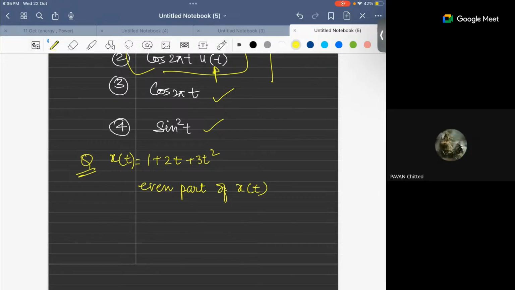Same, sir. 1 plus 2t. Even part, and then odd part also. Plus 3t square, even. So the even part is 1 plus 3t square and the odd part is 2t. Correct? Am I right?